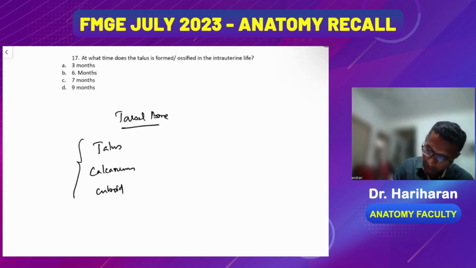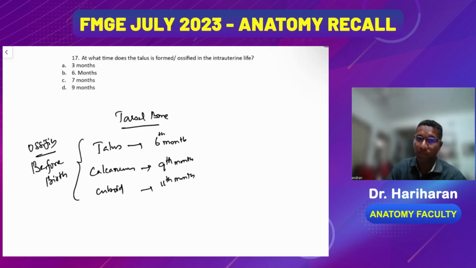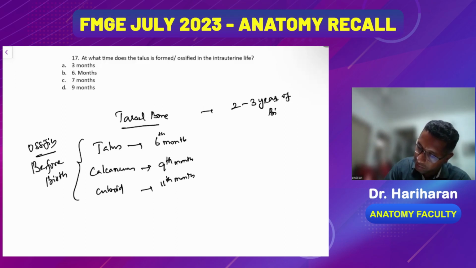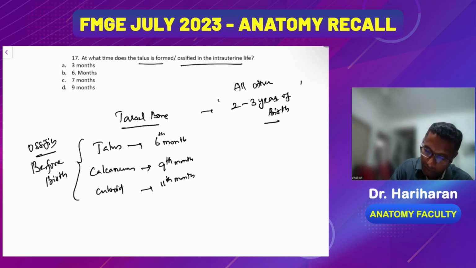These three bones ossify before birth, and of these, the talus ossifies by the 6th month of intrauterine life. The calcaneum ossifies by the 9th month of intrauterine life, and the cuboid ossifies by the 11th month of intrauterine life. All the other tarsal bones ossify between 2 to 3 years of age. So it is a straightforward question: the talus is ossified by the 6th month of intrauterine life.